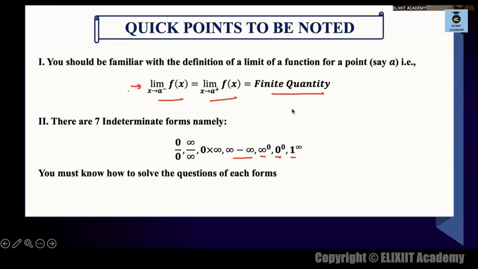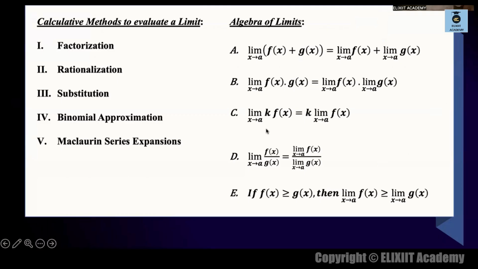Basically, you need to know how to solve the questions of each of these forms. These are your standard methods to solve a limit question: factorization, rationalization, substitution, binomial approximation, or Maclaurin series expansions. Either you factorize it, or rationalize it, or substitute something, like take something as t and then solve, or use binomial approximation: 1 plus x raised to the power of n, if x is small, can be approximated as 1 plus nx.